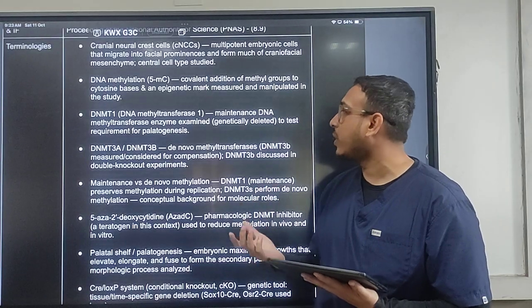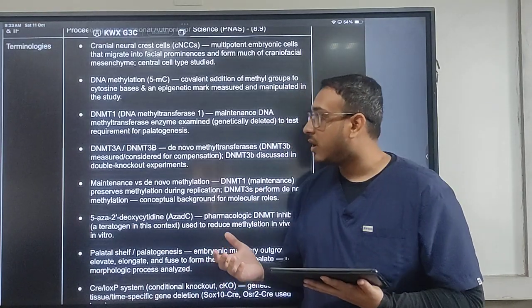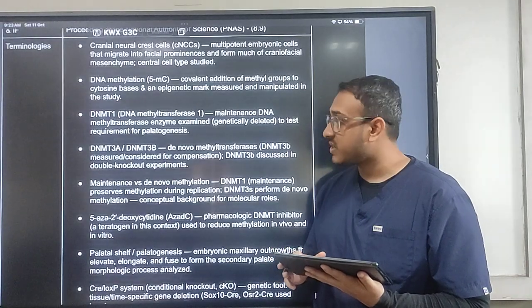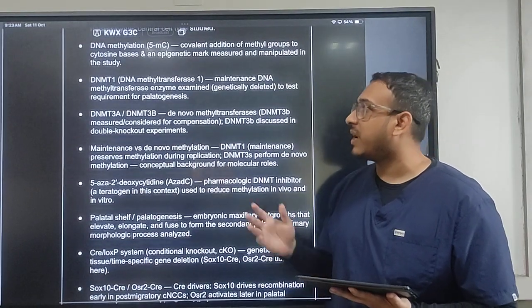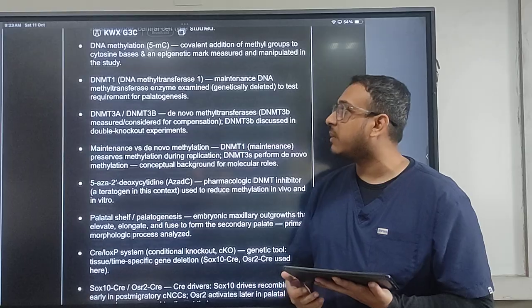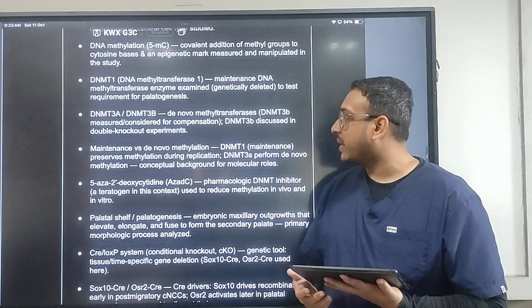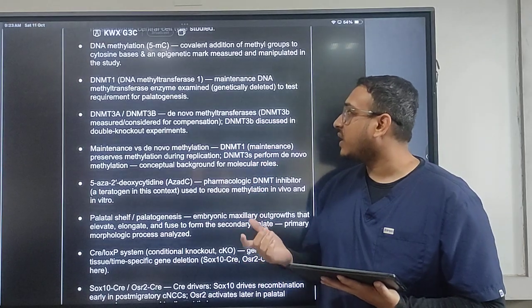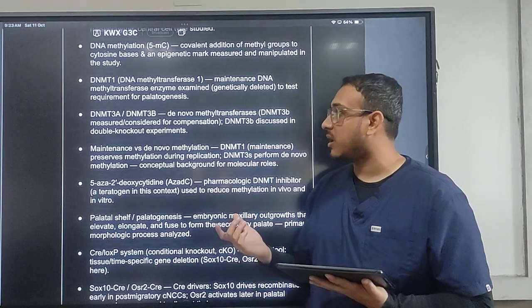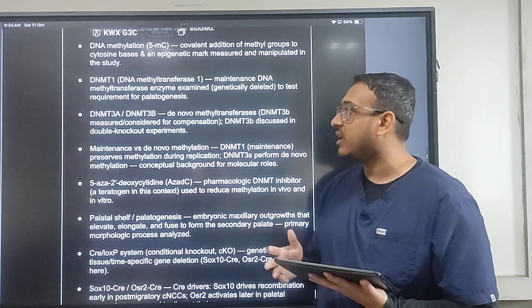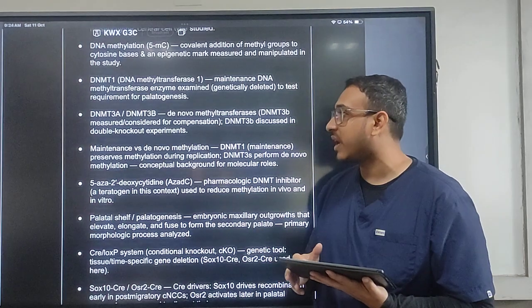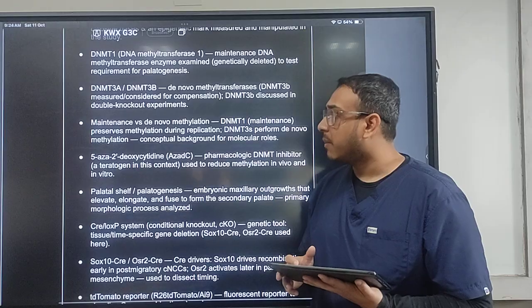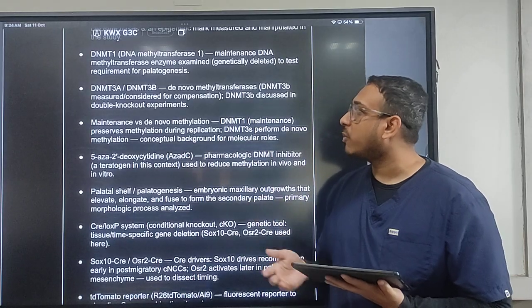to test its requirement in palatogenesis. DNMT3A and DNMT3B are de novo methyltransferases. DNMT3B is discussed in this study in the form of double knockout experiments. The maintenance versus de novo methylation.